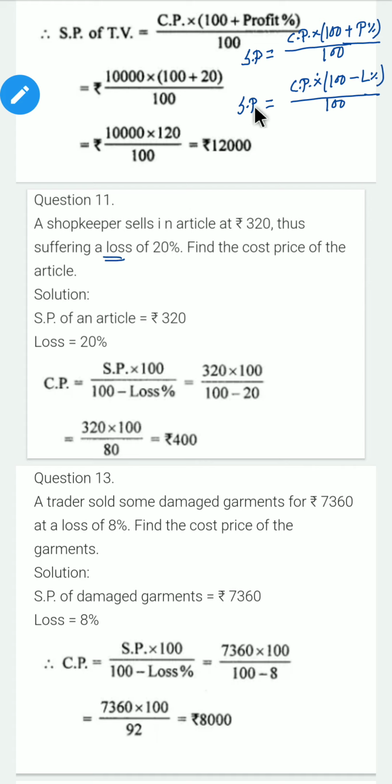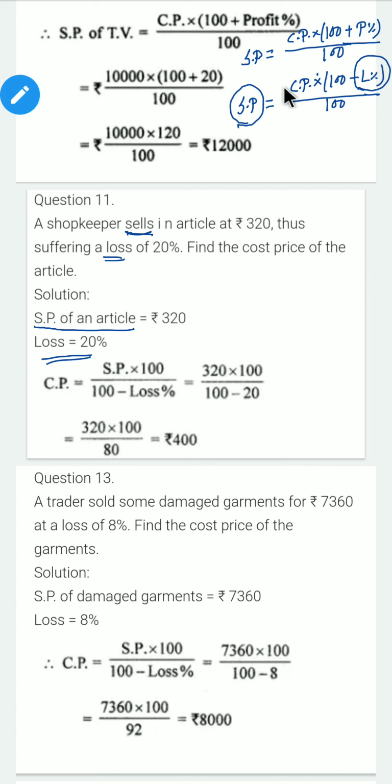So you have to use which formula? This formula. First we have to write which things are given. Here it is given, the shopkeeper sells an article, that means selling price is given. So SP is equal to 320 rupees, and loss percentage is given, 20%. Here SP is given, and this loss percentage is given.